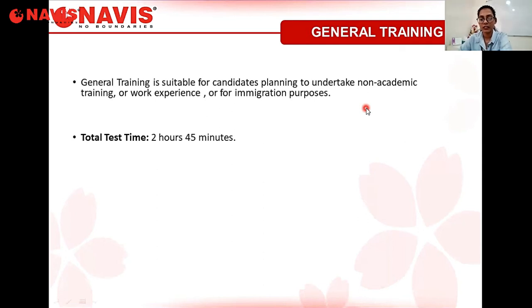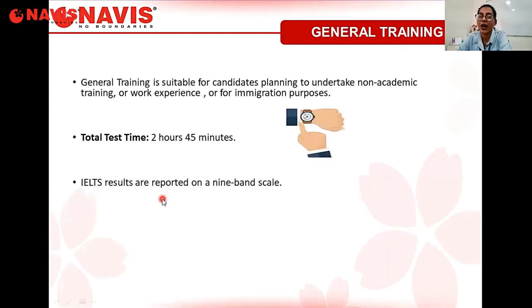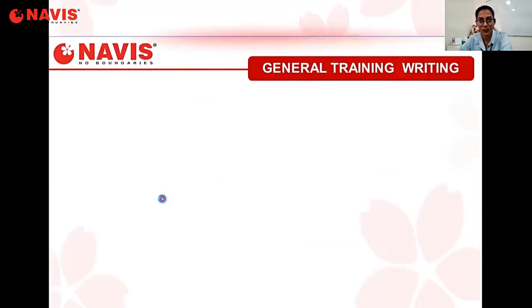How is IELTS assessed? IELTS is assessed based on a band score. The band score can range from 1 to 9, where 1 is a non-user or limited user of the English language, whereas 9 is an expert user of the English language.